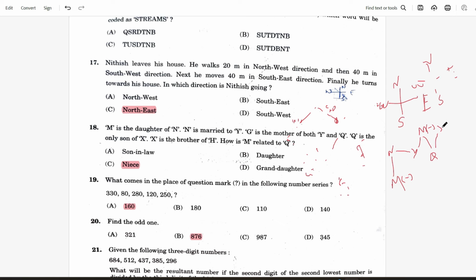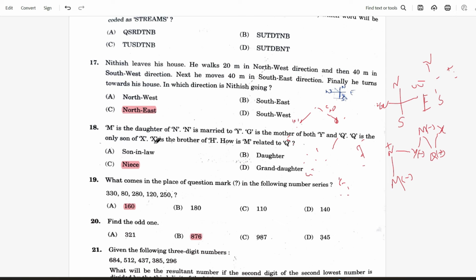So you can conclude that X is the father. It means he is the only son. Q is the only son, so he is plus. Then Y is obviously female. They mentioned only son, right? So this couple has only one male, one only son. So Y is female. In this couple she is the wife and X is the husband.